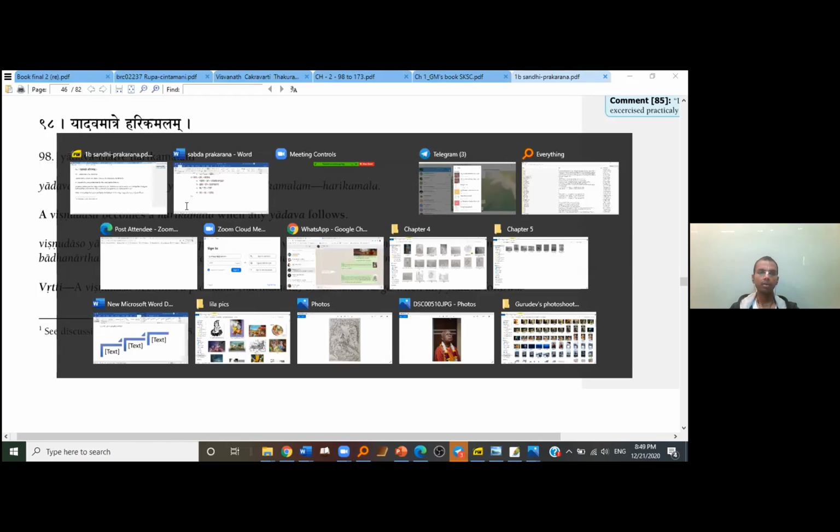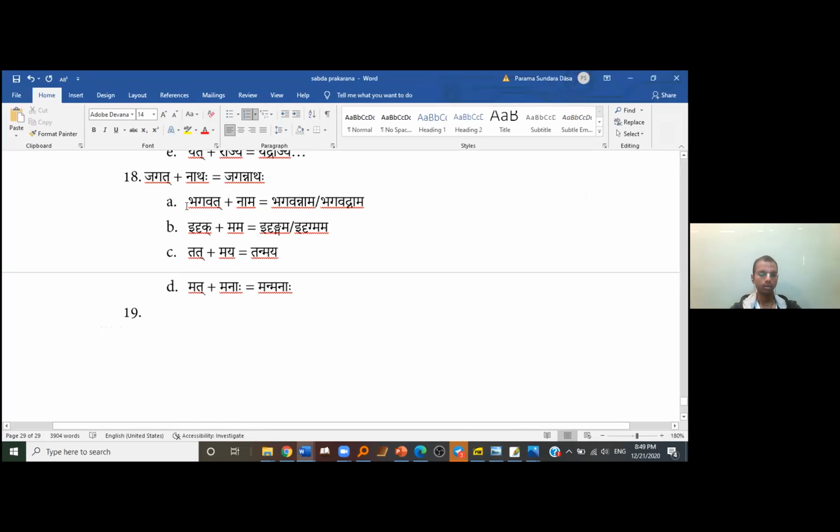And the example which someone gave was Dikpala. So here, Ka is a viṣṇu-dāso, of course, but we have a Yadava here. Pa is a Yadava. So that's why yādava-mātre hari-kamalam, and it remains Ka here. So it will be Dikpala. Any more examples for this one?